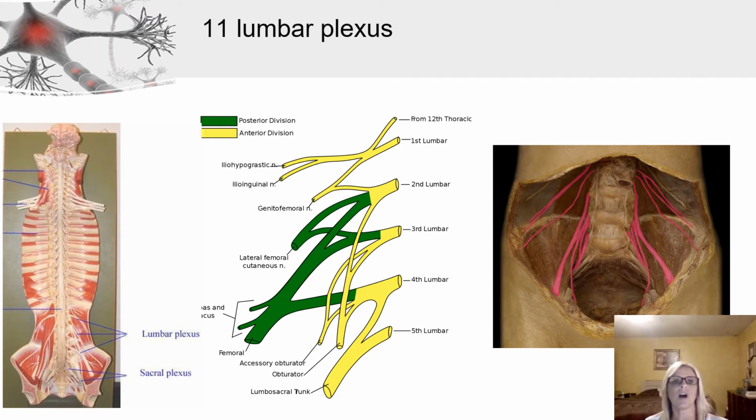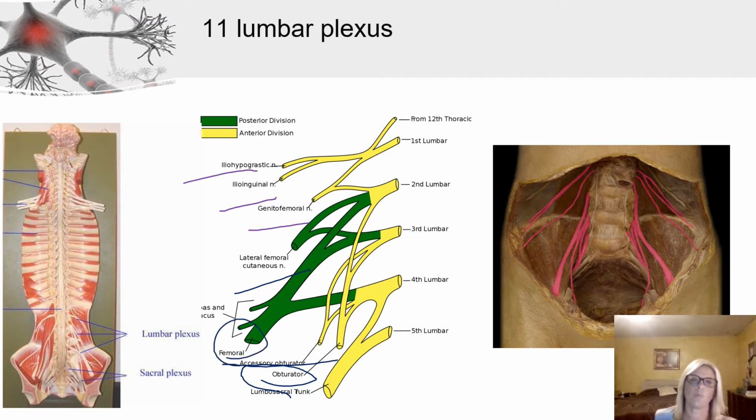All right, and so we've got the iliohypogastric nerve, and you can see that is a branch right here. Then we have the ilioinguinal nerve. This is a branch here. And then the genitofemoral nerve, which is one that you are going to be required to know. Then the lateral cutaneous nerve, which goes on down to the thigh. The obturator nerve, and then above that is the accessory obturator nerve. And then lastly, there's the lumbosacral trunk down there. Oh, I skipped the femoral nerve as well. Femoral nerve you will need to know.